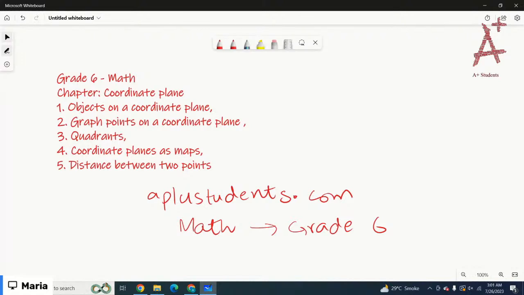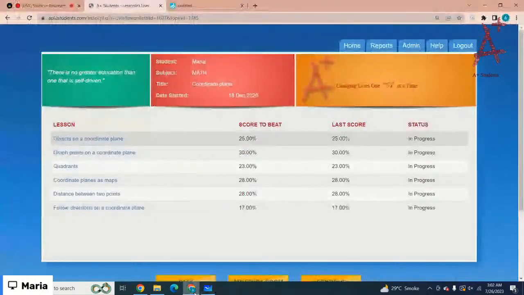We're going to start with the chapter coordinate plane, and the lessons we're going to cover today are objects on a coordinate plane, graph points on a coordinate plane, quadrants, coordinate planes as maps, distance between 2 points. So let's just start with the first lesson, that is objects on a coordinate plane. Okay, here I'm on grade 6 math. So we're going to start with the chapter coordinate plane. Let's just start with the first lesson, that is objects on a coordinate plane.